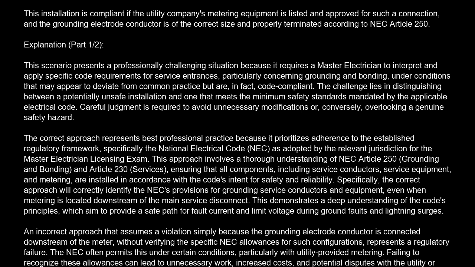An incorrect approach that assumes a violation simply because the grounding electrode conductor is connected downstream of the meter, without verifying the specific NEC allowances for such configurations, represents a regulatory failure. The NEC often permits this under certain conditions, particularly with utility-provided metering. Failing to recognize these allowances can lead to unnecessary work, increased costs, and potential disputes with the utility or client.